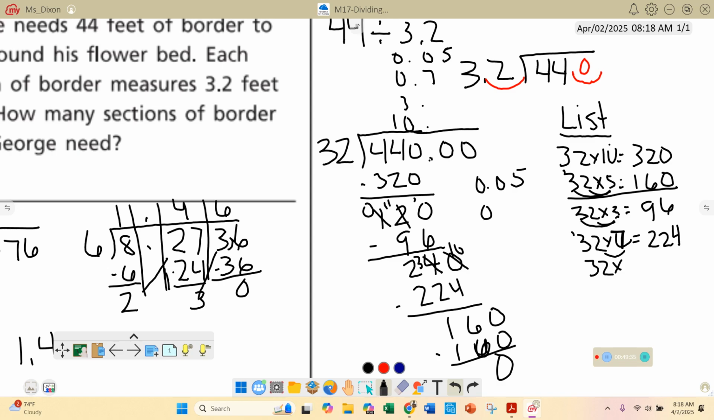All right, so to get our answer, we would take 10 plus 3 plus 7/10 plus 5/100, and we get 13.75. Bring down your decimal. So that would be your final answer. He needs 13 and 75/100 sections.